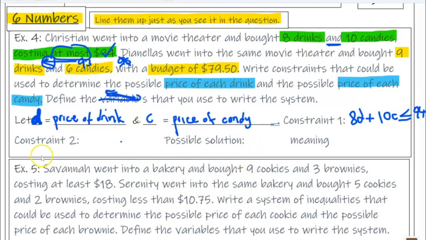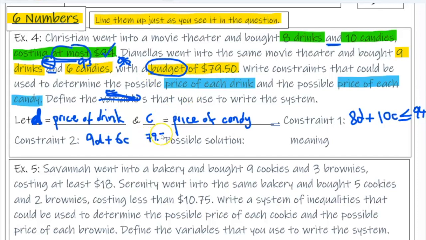All right, so let's go ahead and write the second constraint, or the second inequality, again in order of my numbers. So I have 9 drinks, so that's going to be 9. And what does drink stand for? D. Plus, because it says the word "and," 6 candies. How do I write that? 6, and then what represents candies? C. All right, with a budget, that's my key word, I'm going to come back to that, of $79.50. So I'm going to write $79.50.